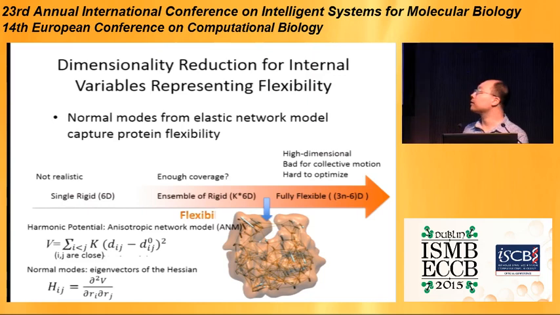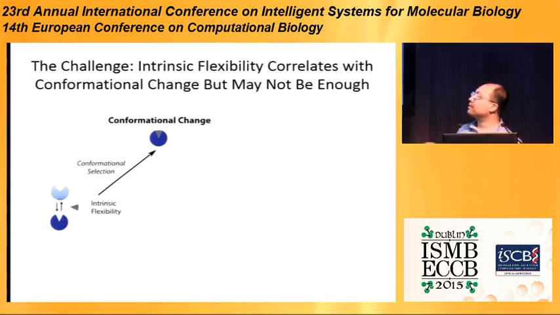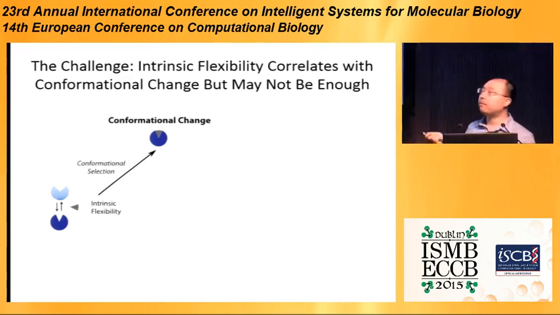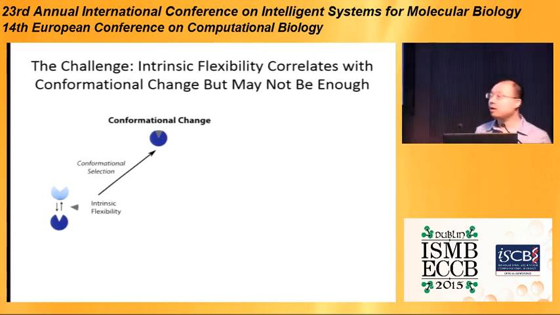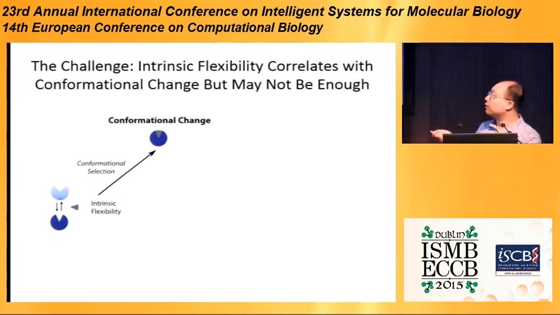So the question for us is, is intrinsic flexibility observed in normal mode analysis enough to capture conformational changes in protein interactions? Well, the answer is yes, if you believe in the conformational selection model, which says that proteins pre-exist in an ensemble of unbound conformations, and the bound conformation is actually included. When it's interacting with another protein, the bound conformation is selected for.